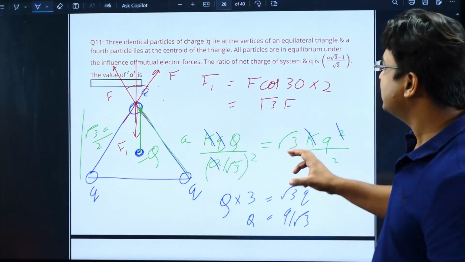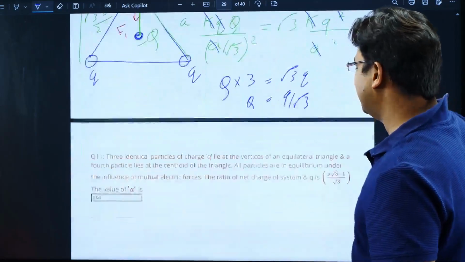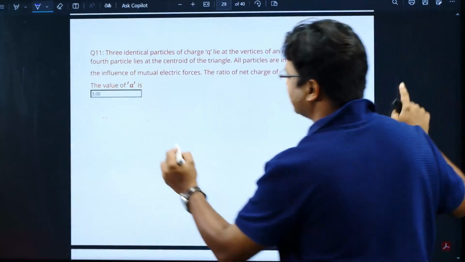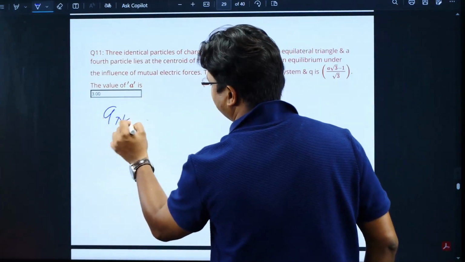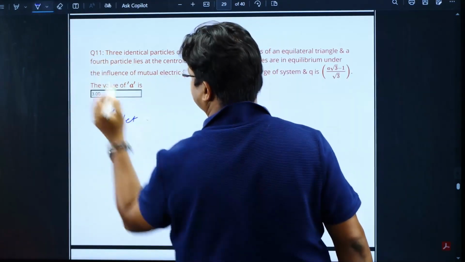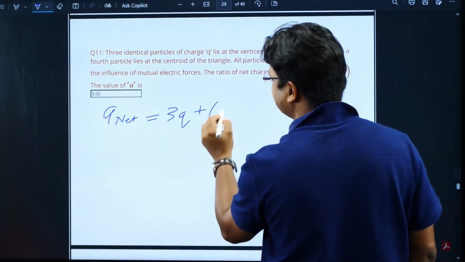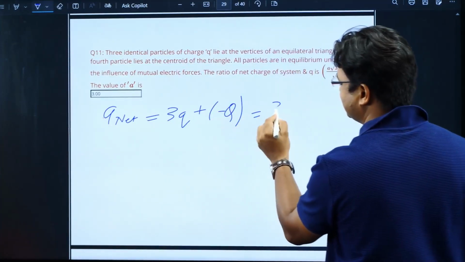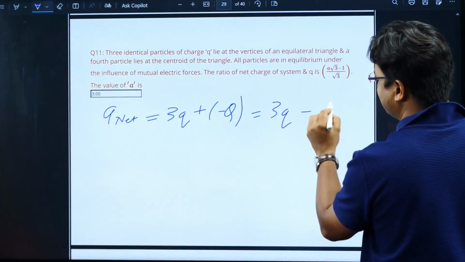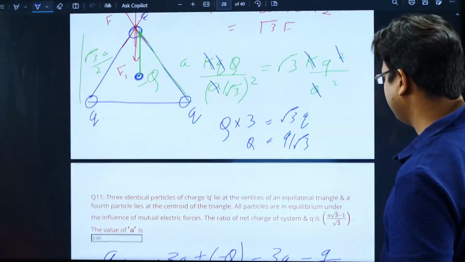Now the question says the ratio of the net charge of the system. So how do we get the net charge of the system? The net charge will be 3q plus minus q, so this is 3q minus q by root 3. We obtained this q by root 3, correct?